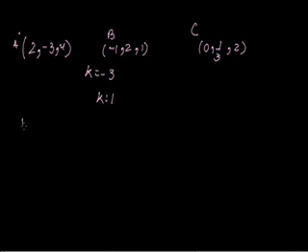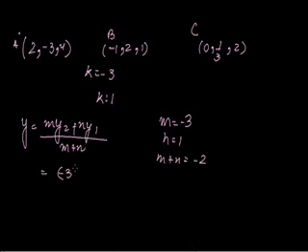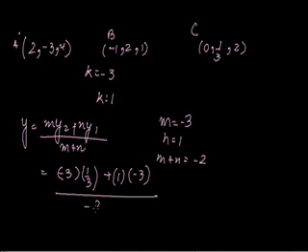So now the y coordinate will be equal to (m into y2 plus n into y1) upon (m plus n). M is equal to minus 3, n is equal to 1. So m plus n is equal to minus 2. So minus 3 into y2, which is 1 by 3, plus n, which is 1, into y1, which is minus 3, upon m plus n, minus 2.